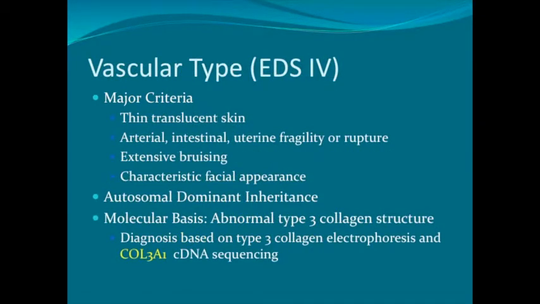Vascular type, I told you about, the fragility, the thin translucent skin, arterial, intestinal, and uterine fragility. Generally, there will be a family history of early death.